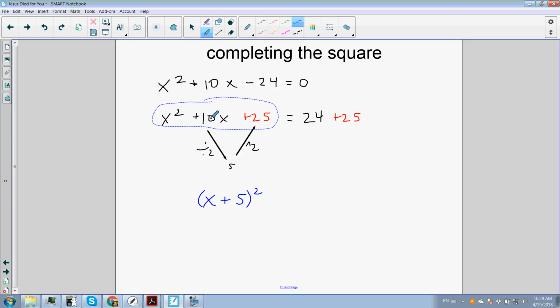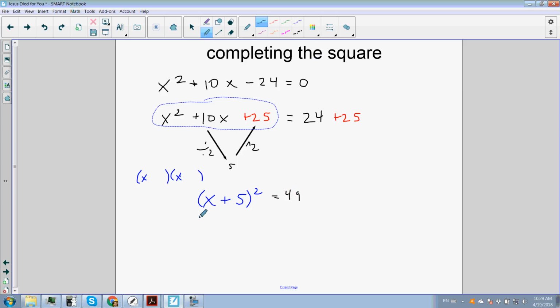It's like factoring. x plus what? x plus what? We're playing the factoring game. What two numbers add up to 10 and multiply to 25? 5 and 5. So we've got x plus 5 squared, and that equals 49.